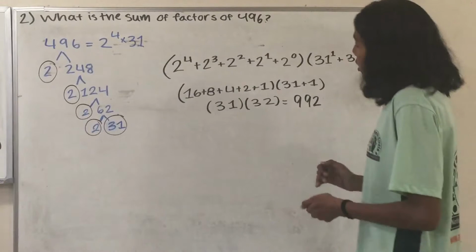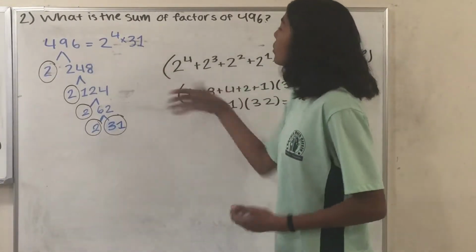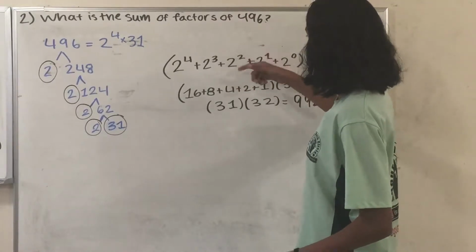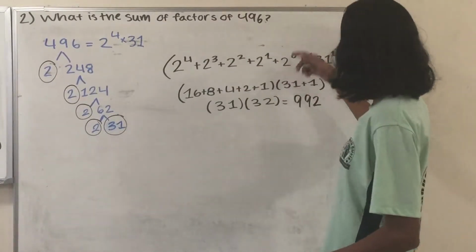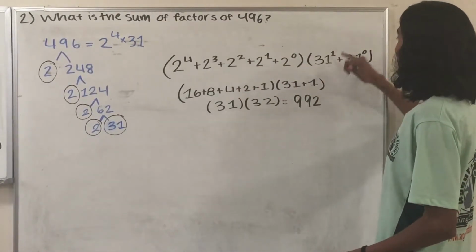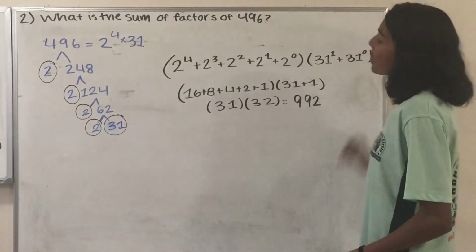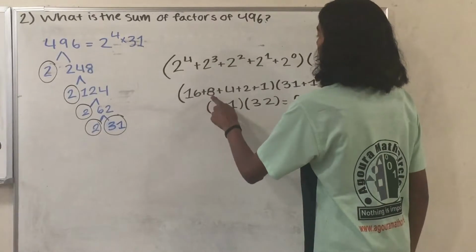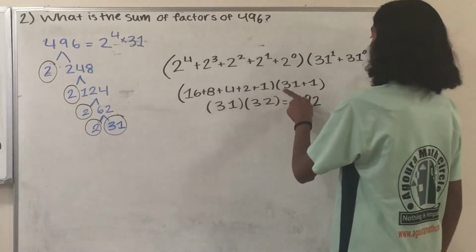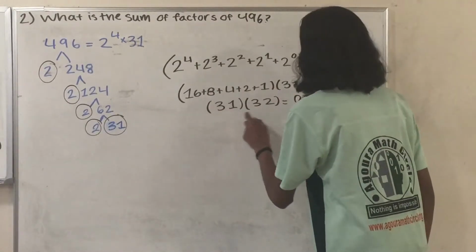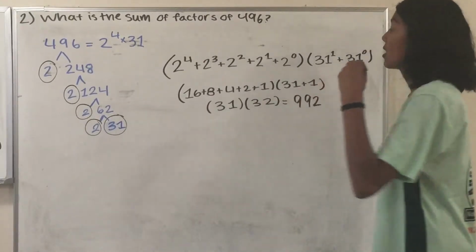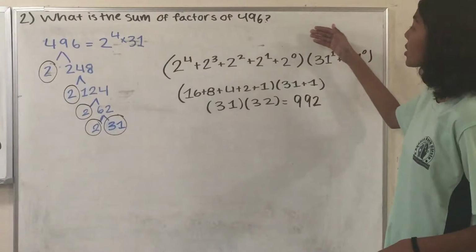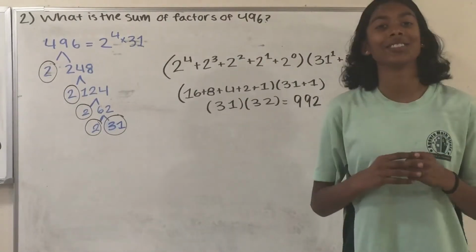Anyways, now what we do is we write 2 to the 4th plus 2 to the 3rd plus 2 squared plus 2 to the 1 plus 2 to the 0 times 31 to the 1st plus 31 to the 0. Then we simplify this and we get 16 plus 8 plus 4 plus 2 plus 1 times 31 plus 1, which gives us 31 times 32, which is 992. Therefore, the answer to the sum of the factors of 496 is 992.